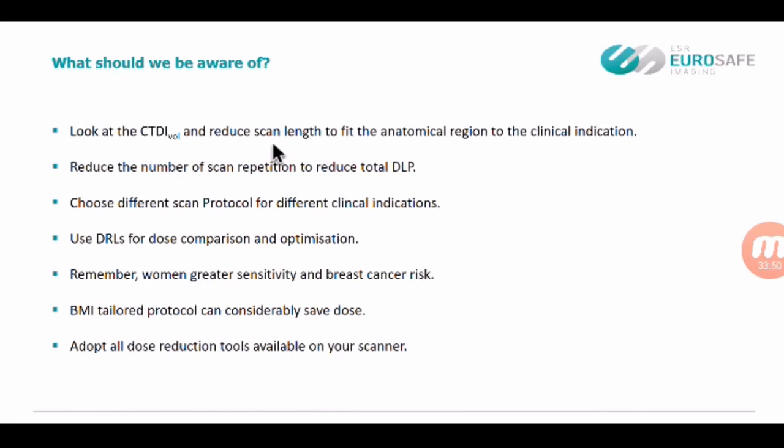And so my last slide, what we should be aware of: look at the CTDI and reduce scan lengths to fit the anatomical region to the clinical indication. This is very important. Then you have to reduce the number of scan repetitions to reduce total DLP. Each repetition doubles the dose. Choose different scan protocols for different clinical indications.